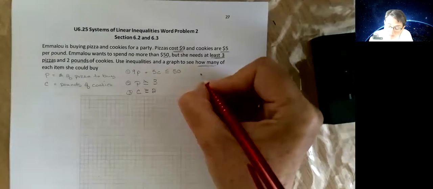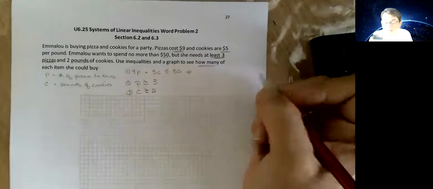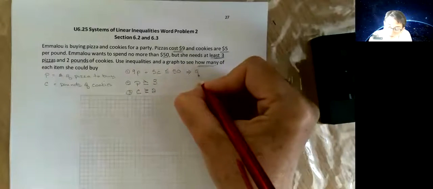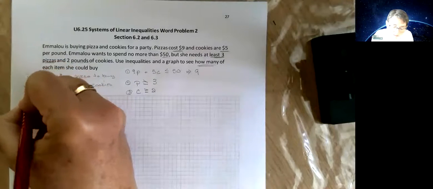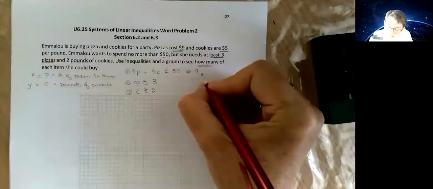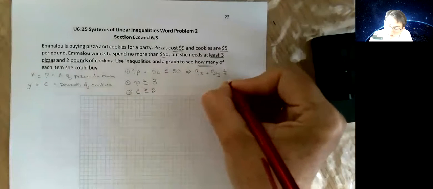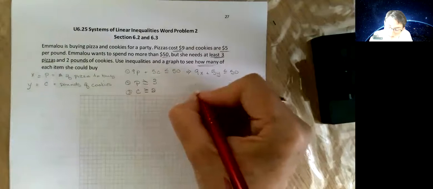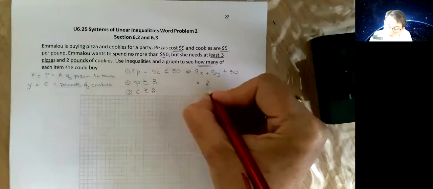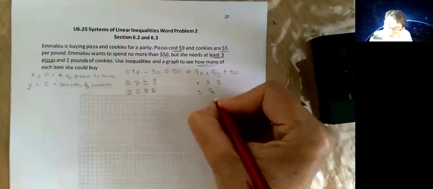I'm going to convert these so you don't have to. I just find it easier. So make P equal X and C equal Y. So 9X plus 5Y is less than or equal to 50. And X is greater than or equal to 3. And Y is greater than or equal to 2.